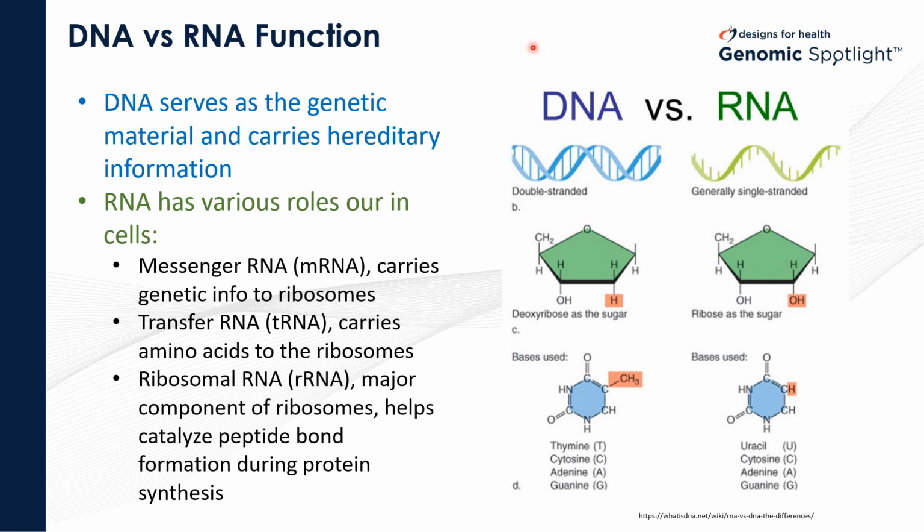And if you look to the right, you'll see the images of DNA versus RNA. DNA is double-stranded and contains deoxyribose as the sugar, whereas RNA is usually single-stranded and contains just ribose as the sugar. And finally, in DNA, there are 4 bases: thymine, cytosine, adenine, and guanine. With RNA, it's just like DNA, except the thymine is replaced with uracil, or the letter T is replaced with the letter U.